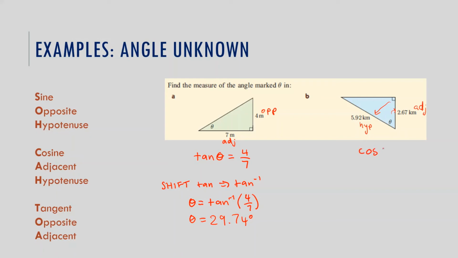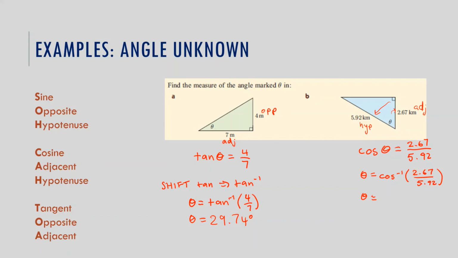So let's write that down. We have cos theta is equal to my adjacent, which is 2.67, all over my hypotenuse, which is 5.92. So then theta is just going to be equal to cos inverse of 2.67 over 5.92. Just because they're ugly decimal numbers doesn't mean that this won't work.